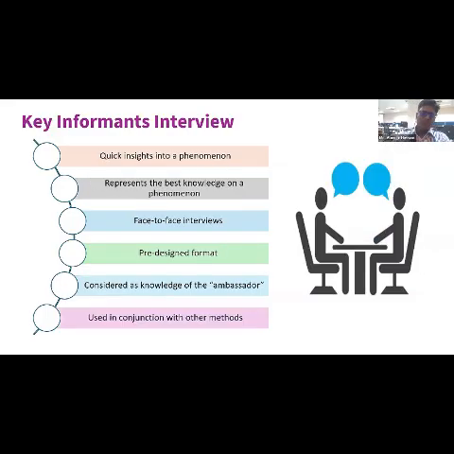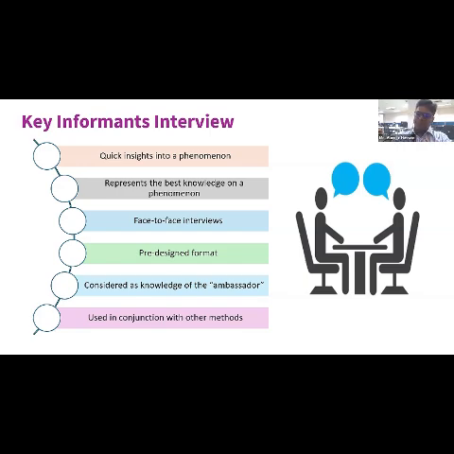And the key informant interview helps to get insight into phenomena and represent the best knowledge of a phenomenon, as the key informant interviewee or respondent can be considered an ambassador. Though the researcher follows a pre-designed format, they also need to go with the flow of the conversation between the researcher and the respondent.